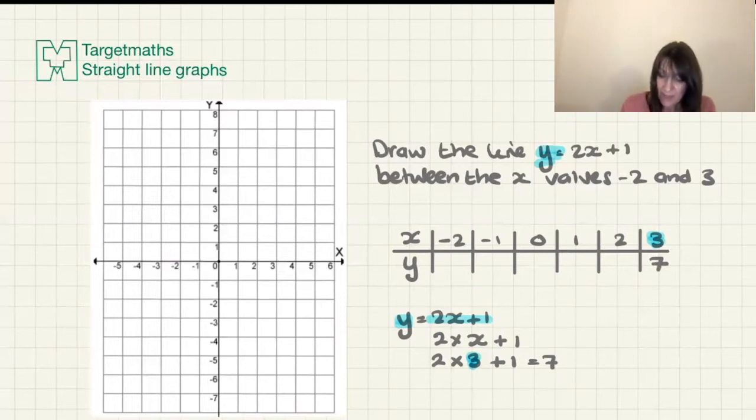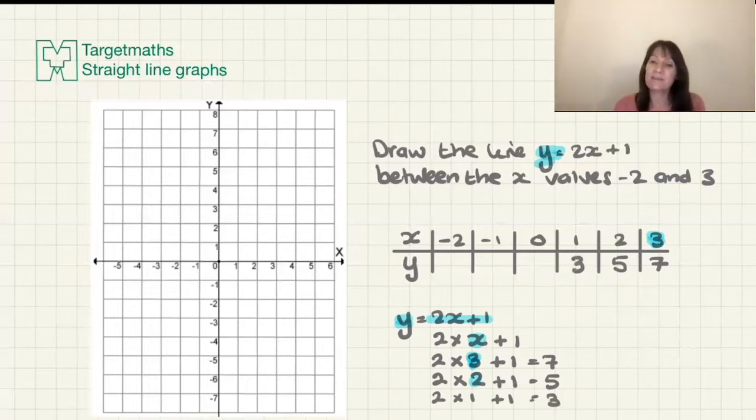So this time, I'm going to put the number 2 into the rule. The rule is 2 times 2 plus 1. Okay, so I have put 2 where the x is. 2 times 2 is 4, plus 1 is 5. So when x is 2, y is 5. 2 times 1 plus 1. 2 times 1 is 2, plus 1 is 3. So I've now got 3 when x is 1.